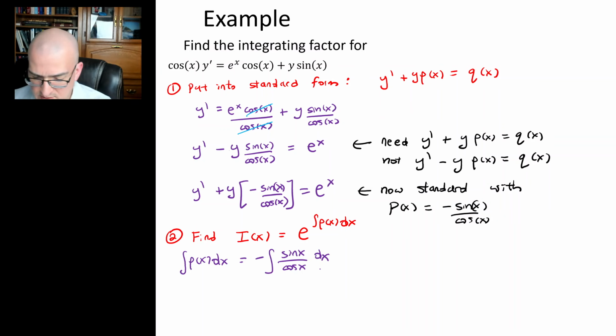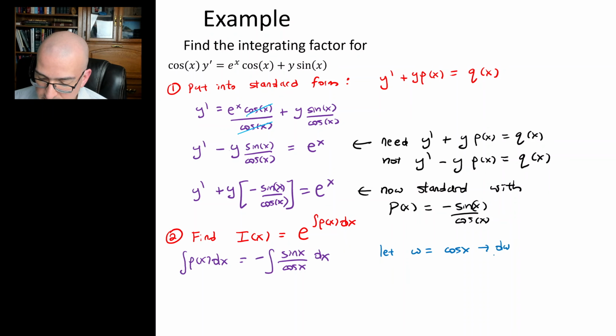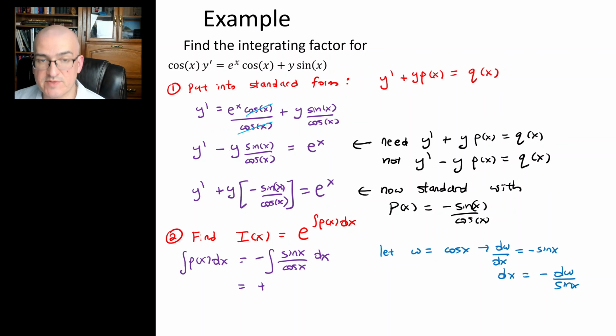This is an integral that we can solve with substitution. I'm going to let w equal cosine of x. So then dw by dx is negative sine of x. And that means dx is equal to negative dw over sine of x. So we can plug that in. Negative, so we get positive, the two negatives cancel. Integral sine of x over w times dw over sine of x.